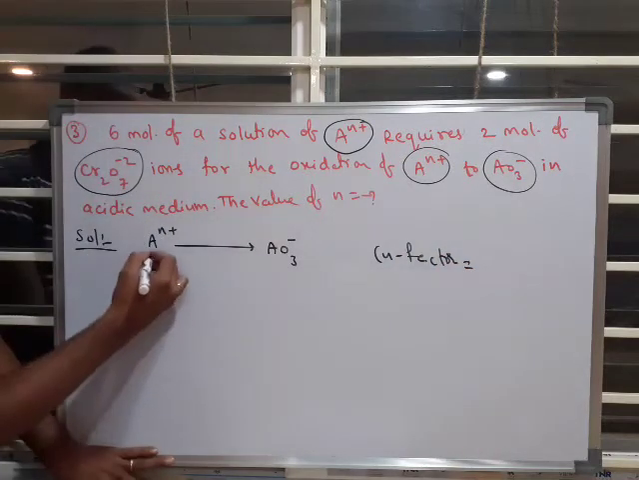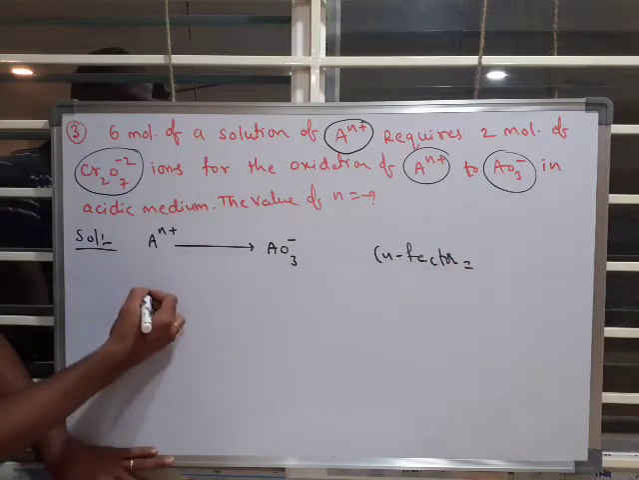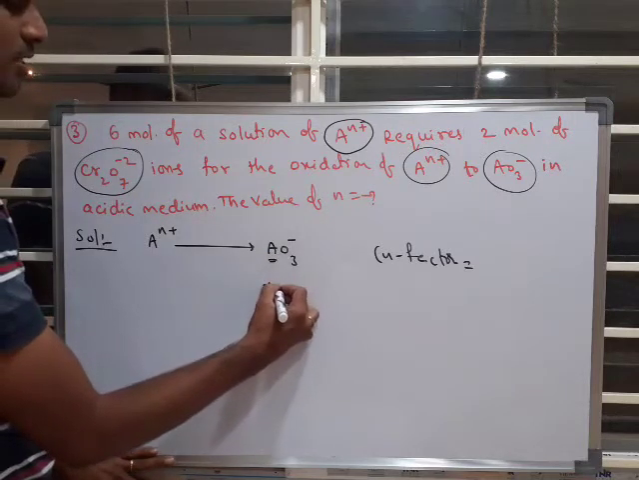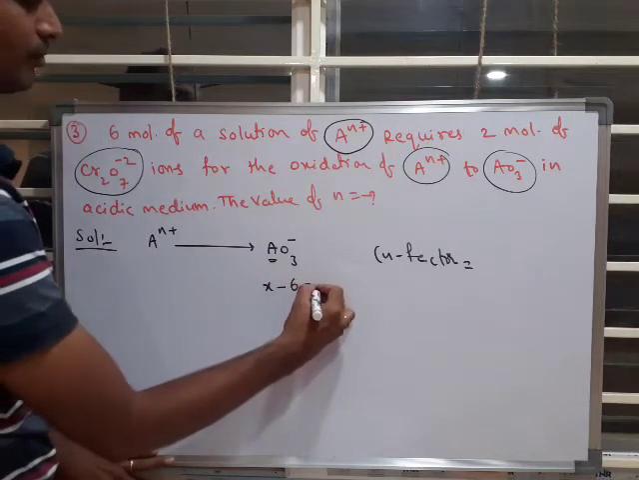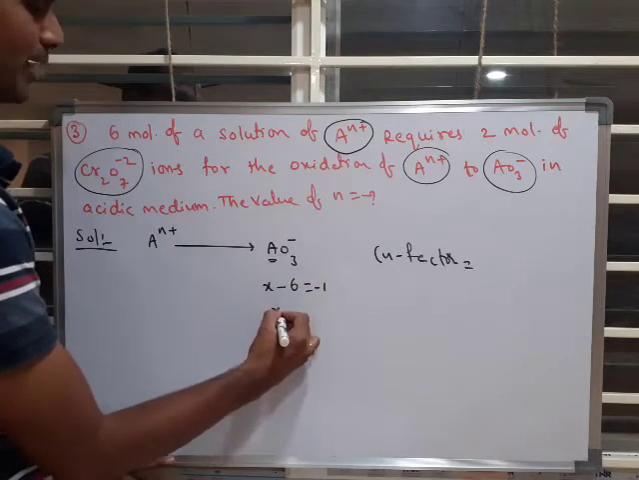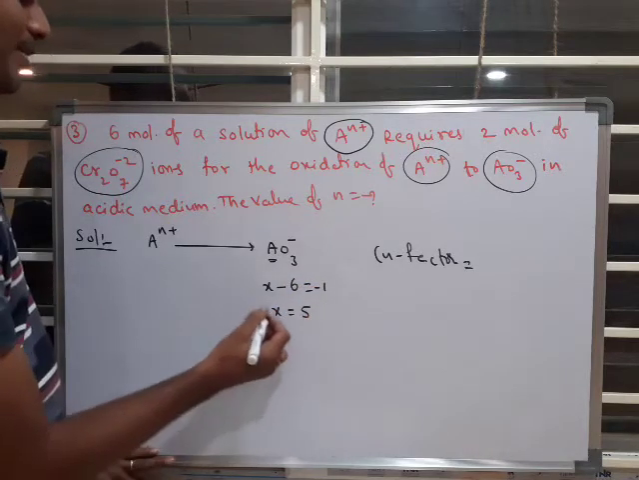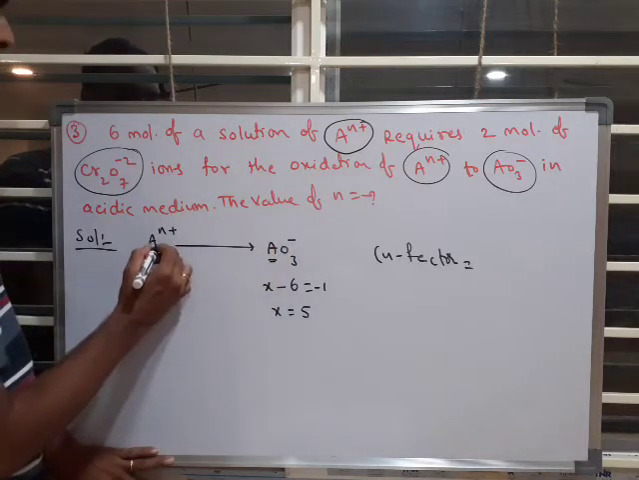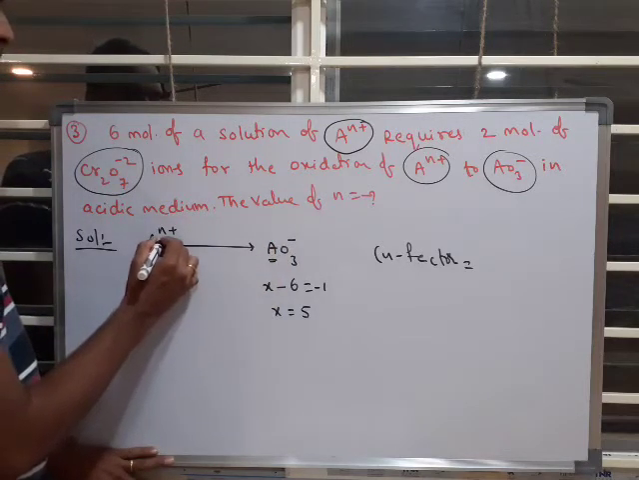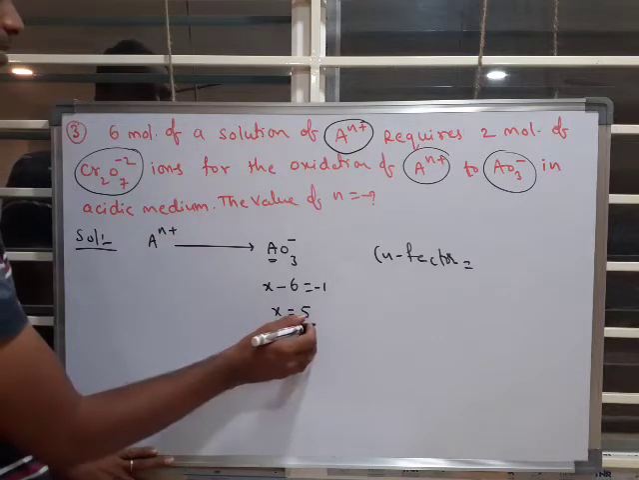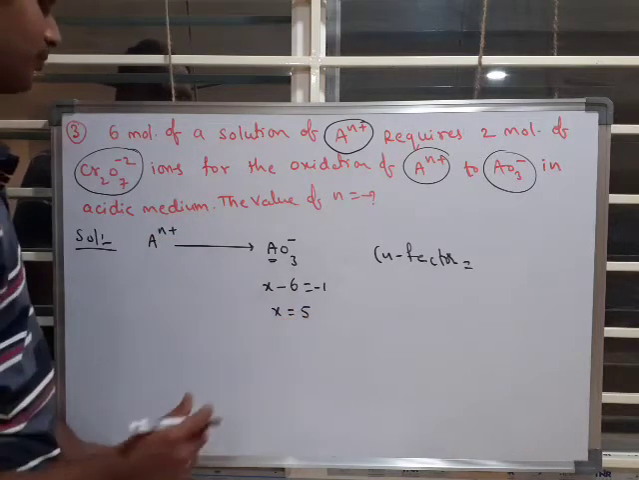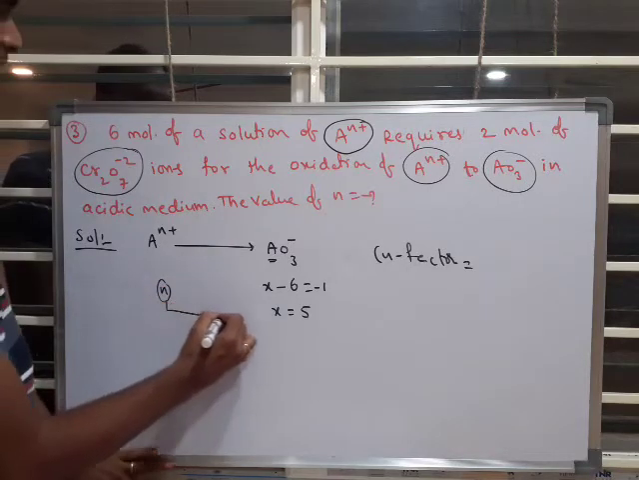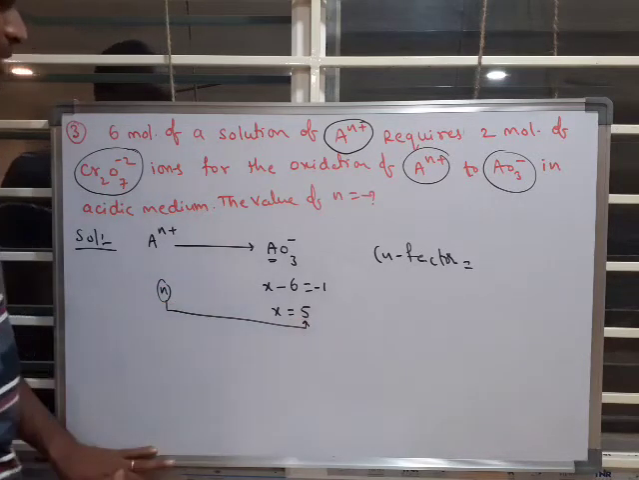So for the n factor, keep the oxidation number plus n directly given. What is the oxidation number of X? Oxygen we know is minus 2, times 6, overall minus 1. So x equals 5, which means the oxidation number of A is plus n. The oxidation number of X is equal to 5.